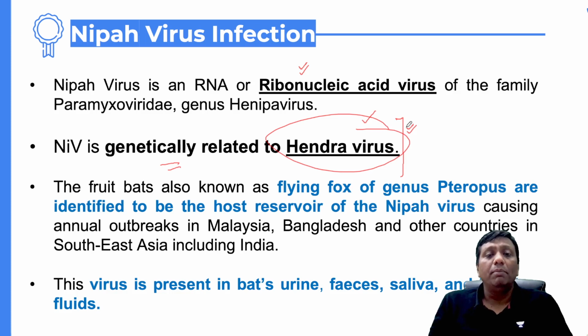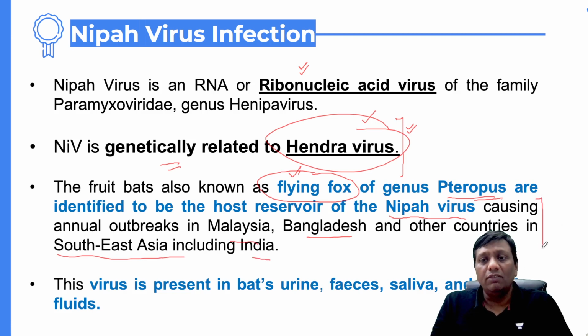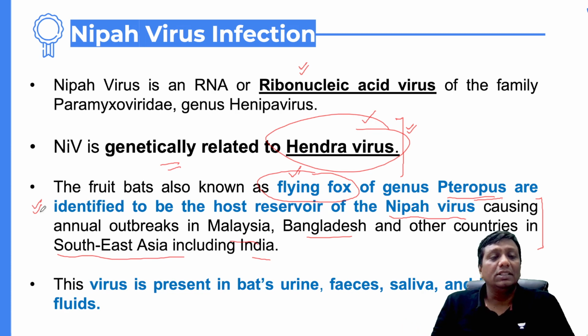Actually, the bat is also called a flying fox. The flying fox genus called Pteropus is identified to be the host reservoir of the Nipah virus. And this type of annual outbreak you can see every year in Malaysia, Bangladesh, and some other countries in Southeast Asia, sometimes India also. Every year you will get the news that in India some persons are suffering with the Nipah virus. So this is the reason.